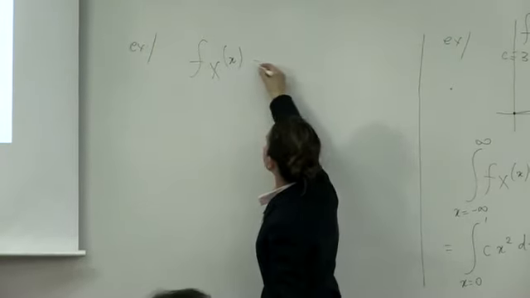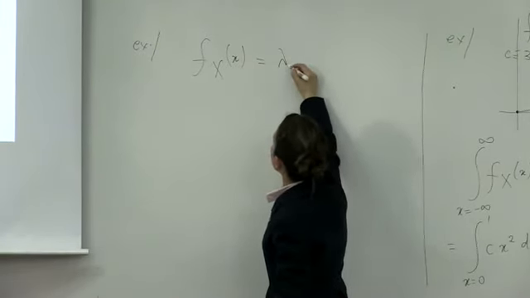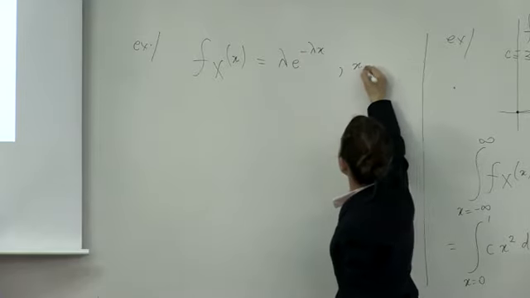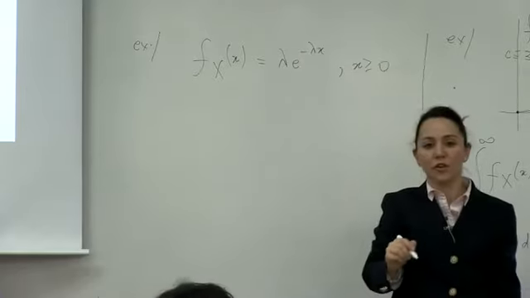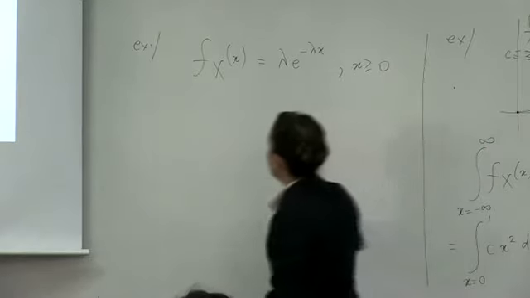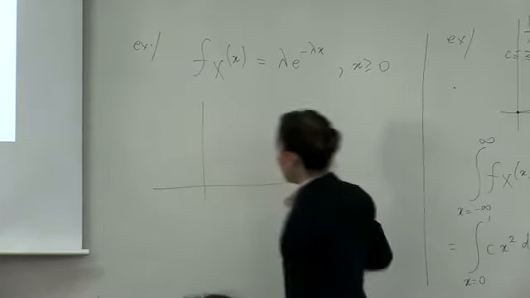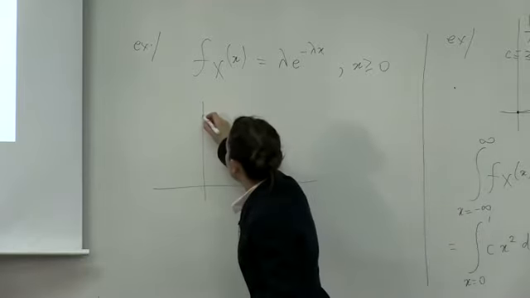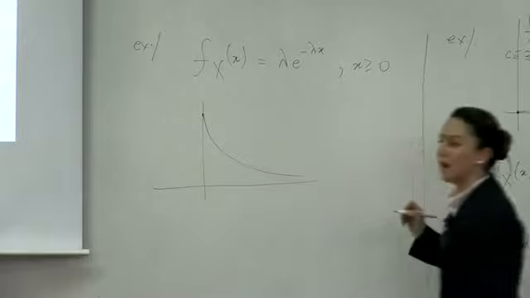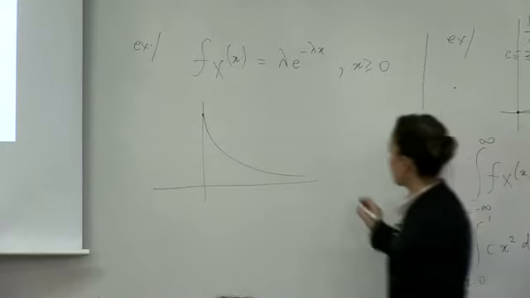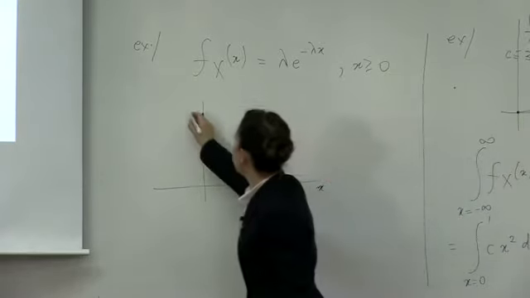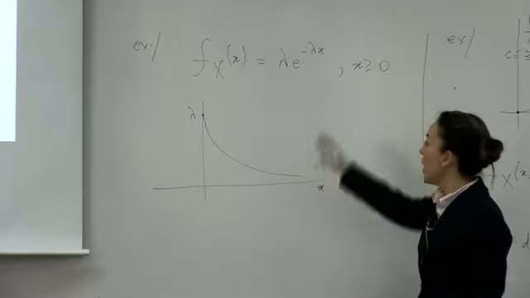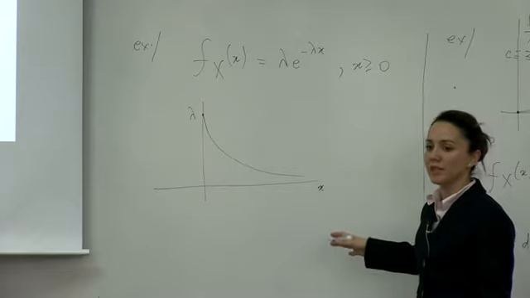Here's the density. Actually, I don't like knowing the exponential by its density. I like knowing the exponential in some other way. But let me sketch it for you. So it goes like this. What is its value at 0? It's lambda. Now, lambda controls how fast this curve decays.